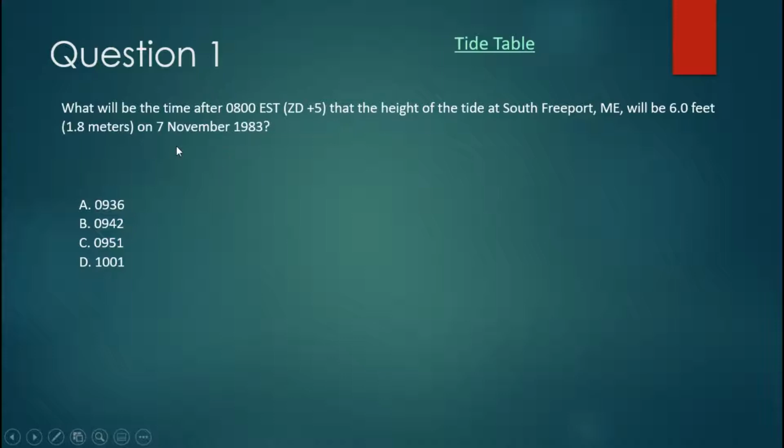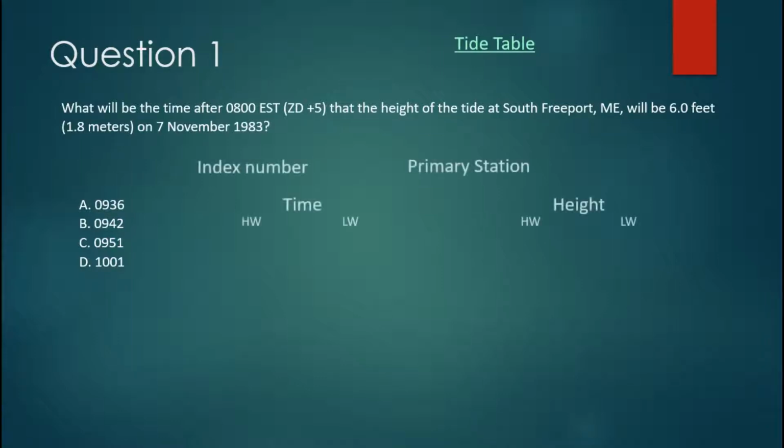Alright, so the first question here wants to know what will be the time after 08 Eastern Standard Time that the height of the tide at South Freeport, Maine will be 6 feet on 7 November 1983. The first thing we're going to do is set up our scratch paper the same way we did in lesson 13A and B. And then we're going to go to the tide table and get an index number for South Freeport, Maine.